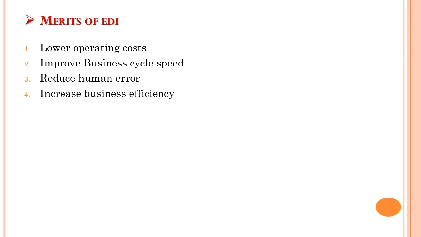Next is increased business efficiency. Because human error is minimized, organizations can benefit from increased levels of efficiency. Rather than focusing on manual and tedious activities, employees can devote their attention to more important value-adding tasks. EDI can also improve an organization's customer and trading partner relationship management because of faster delivery of goods and services as well.